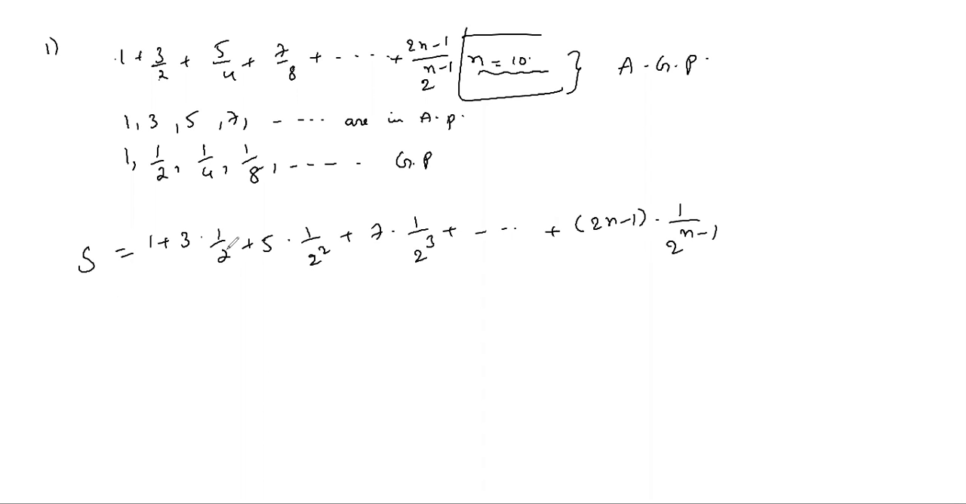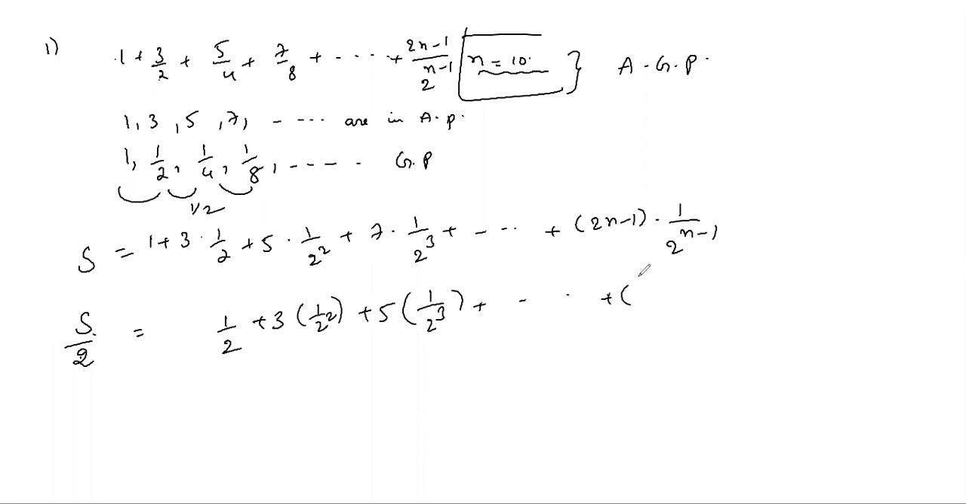Next, the same. What is the common ratio here? 1 by 2. So we have to multiply with 1 by 2. S by 2 equals, and you have to write from the second place. 1 into 1 by 2, 1 by 2. 3 into 1 by 2 into 1 by 2 square, 3 into 1 by 2 square. 5 into 1 by 2 cube. And so on. Last, before 2n minus 1, what is the term? 2n minus 3 into 1 by 2 power n minus 1, plus the last term 2n minus 1 into 1 by 2 power n.